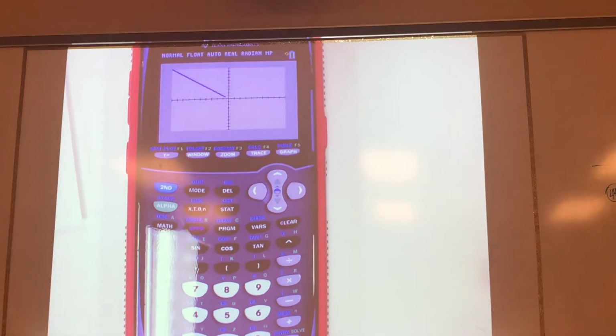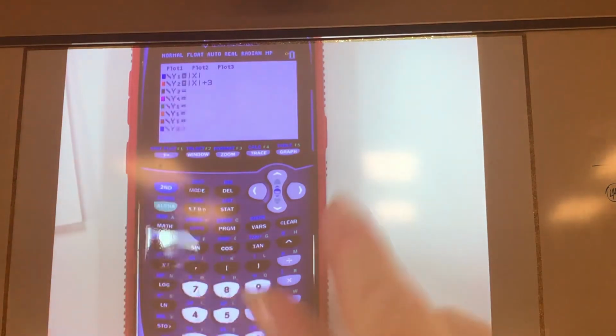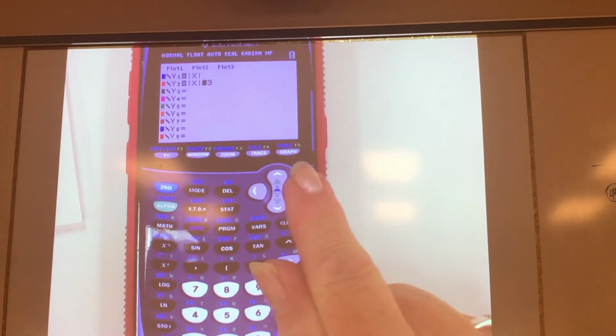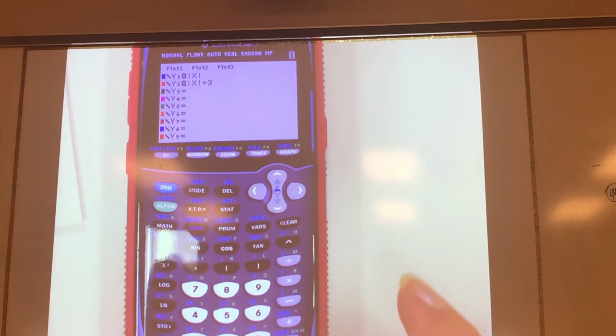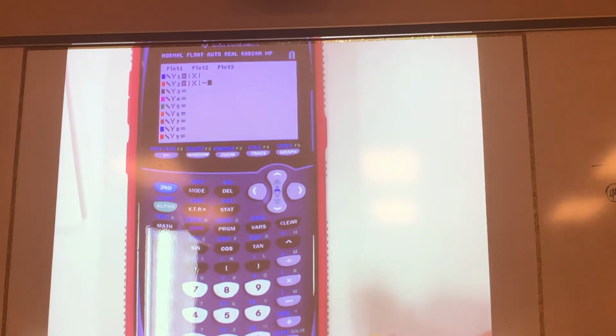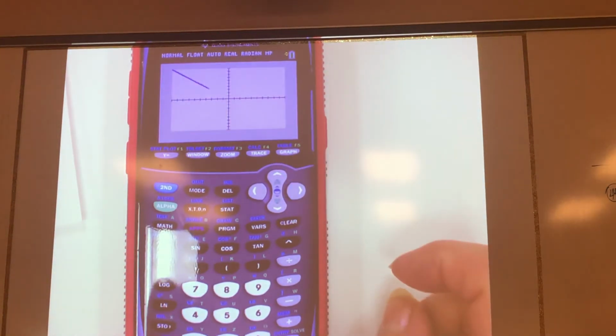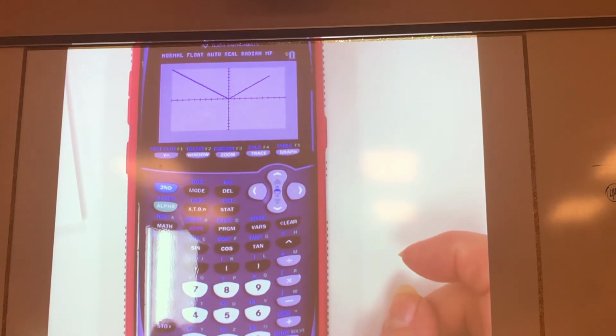All right, so here's my parent function. Oh, did it go up 3? Yes, it did. Okay, so if your hypothesis is correct, if I go down here to this equation and I go -3, where should it go? It should go down 3. Okay, so there it is.